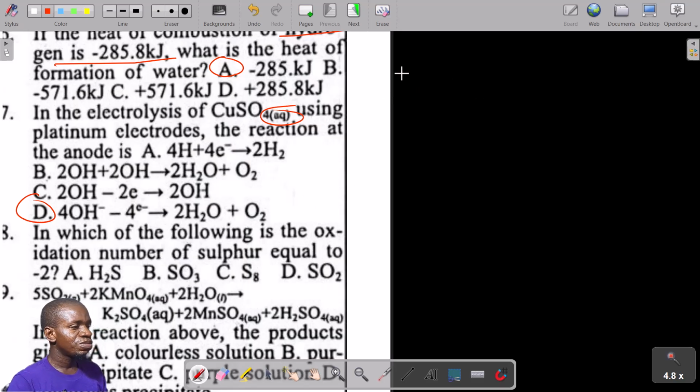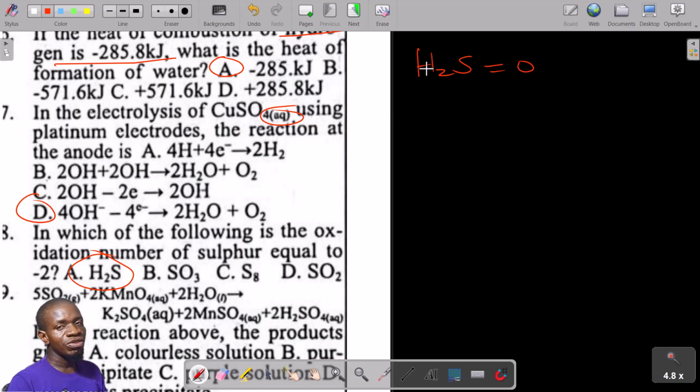The next question says, which of the following has the oxidation number of sulfur equal to -2? Well, if you ask me, I automatically know that the answer is going to be option A. But let's check and confirm which one will have -2. Now, the way I'm going to do it is I will say H2S. Because I'm seeing no charge here, I'll say all equal to 0.